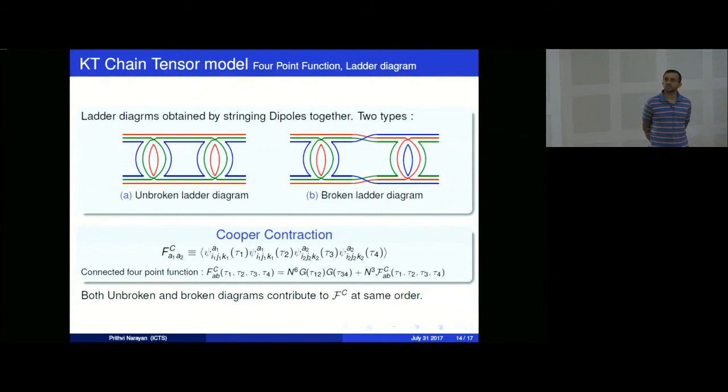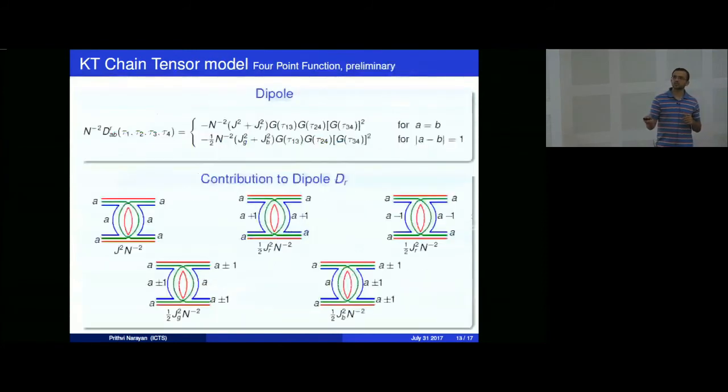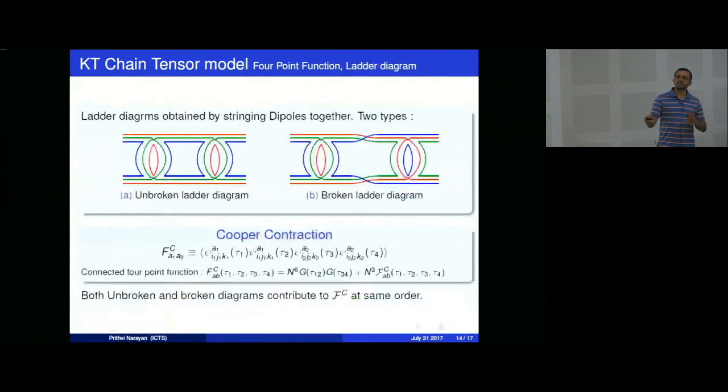Once you have these ladder diagrams, you can see which 4-point function gets contribution from which ladder diagram, and then you can sum it up to get the correct 4-point function. So here is the Cooper contraction. Again, these are the n scalings that I mentioned before. It turns out that unbroken and broken diagrams contribute to the Cooper contraction at the same order. One can easily see it for the unbroken case because, recall that each dipole has n to the power minus 2 scaling. But stringing this extra dipole here gives you 2 extra loops. For example, here it is the blue loop and green loop which get formed just because you added the dipole. That gives you an extra n squared. But the dipole itself is 1 by n squared, so it is the same order.